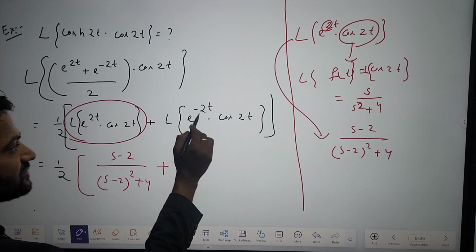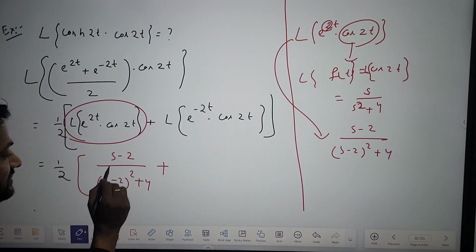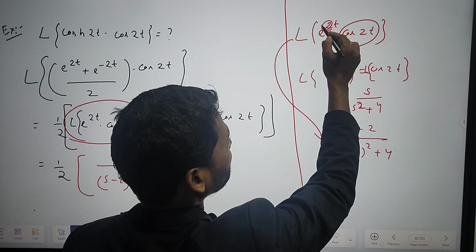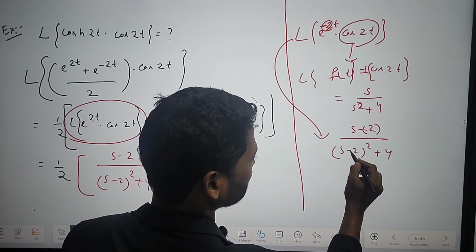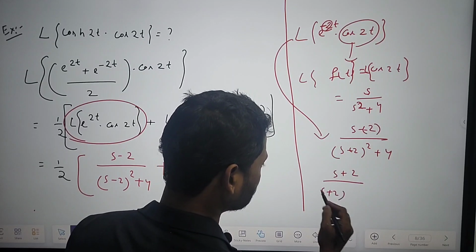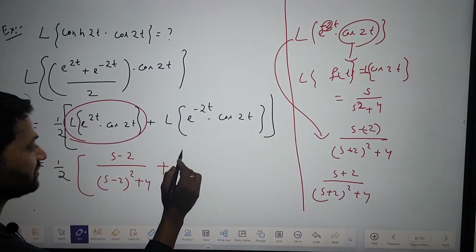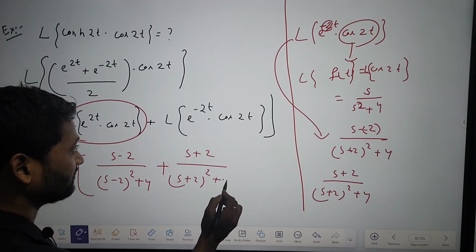Plus similarly Laplace of e to the power minus 2t into cos 2t क्या है? इसमें s एवरीथिंग इज सेम, यहाँ पे माइनस है ना, ठीक है, तो इसमें माइनस ऑफ माइनस 2 कर दो. सो आंसर क्या हो जाएगा? s प्लस 2 बाय s प्लस 2 होल स्क्वायर प्लस 4, मतलब ये आंसर हो जाएगा s प्लस 2 बाय s प्लस 2 होल स्क्वायर प्लस 4.